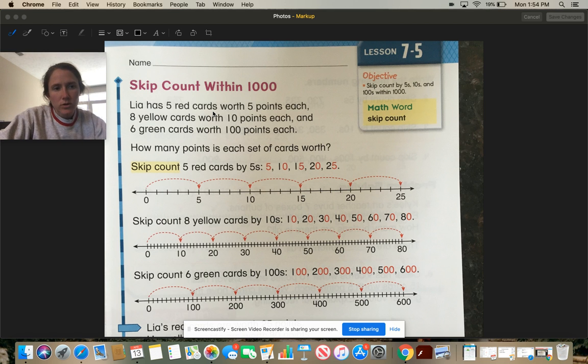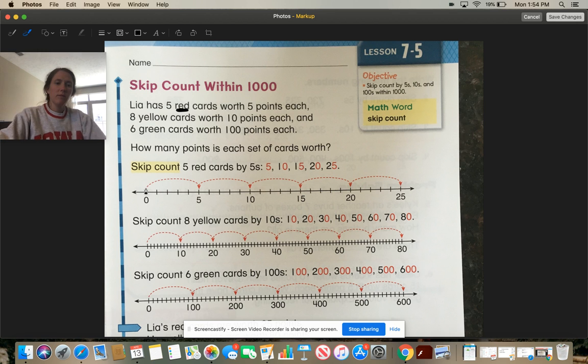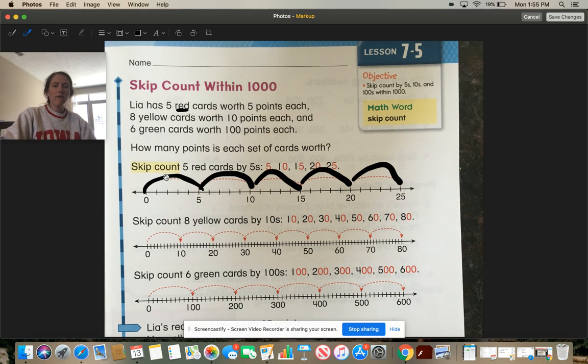So if you start out with the red cards, let me get my pen tool. If you start out with the red cards and you're skipping by fives and she has 5 red cards, you would count by fives 5 times. So we have 5, 10, 15, 20, 25. Now notice there are 5 leapfrogs or 5 frog hops. So 1, 2, 3, 4, 5. So we ended up at 25.